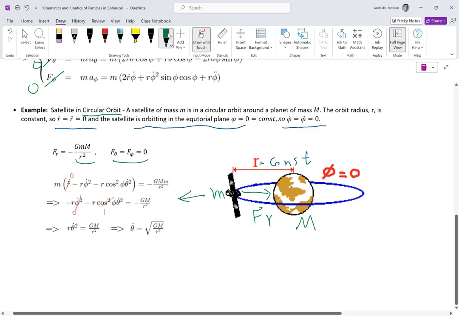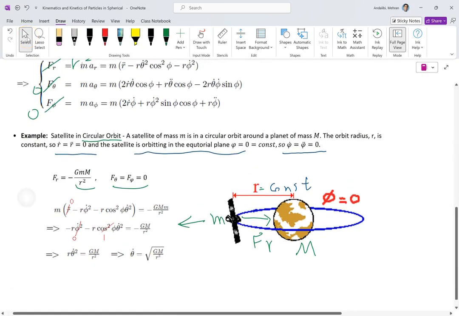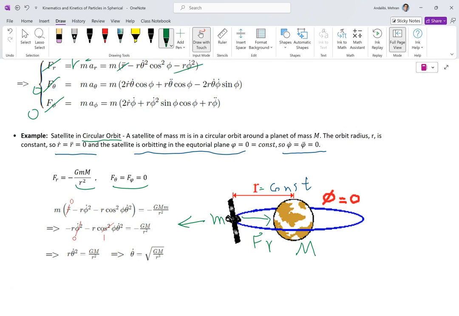And you can see that the first equation, which is F_r equals m a_r. Now, since r is constant, this first term goes to 0. And since phi is constant, that term also goes to 0. Okay, so clearly the only term remaining out of the first equation is this r cosine phi squared times theta dot squared. This one is staying, and then the negatives would cancel.